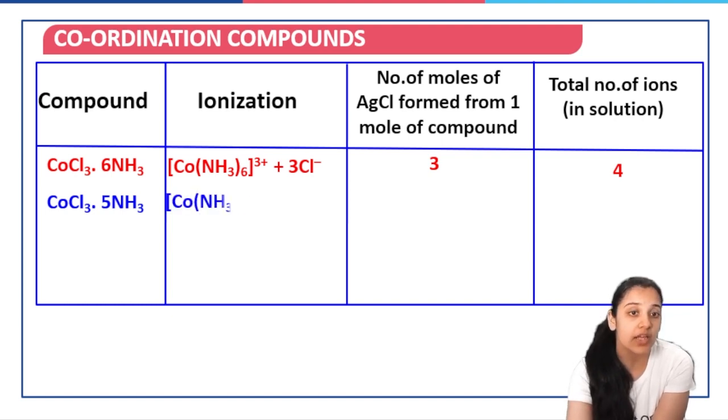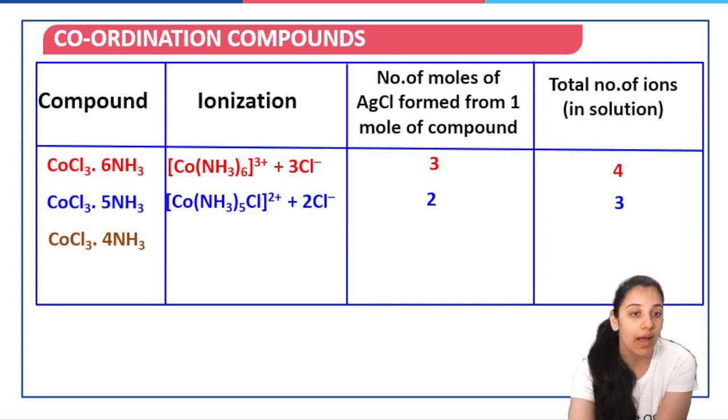So total 4. The next compound was where we had 5 ammonia. The ions that he observed were these, and how could he predict that these were the ions formed? Because he saw that the number of moles of AgCl formed was 2 and the total number of ions formed was only 3. Then he moved on to the 4 ammonia containing compound, and he saw that there were only 2 ions formed and only 1 mole of AgCl resulted.